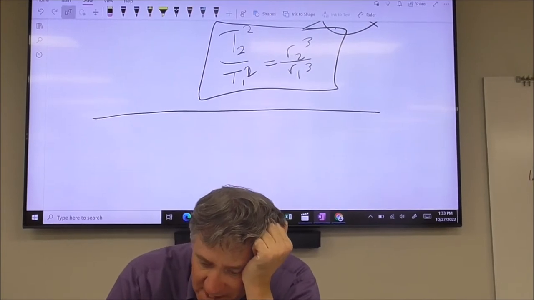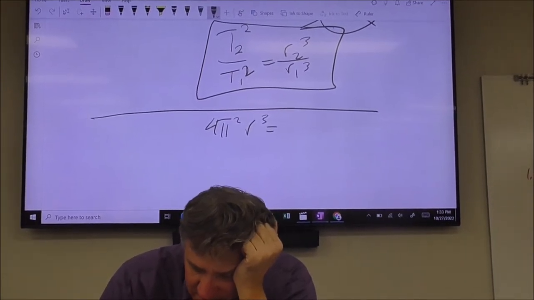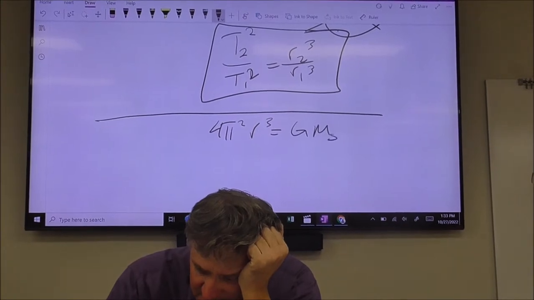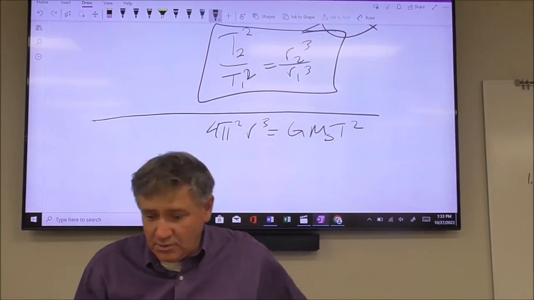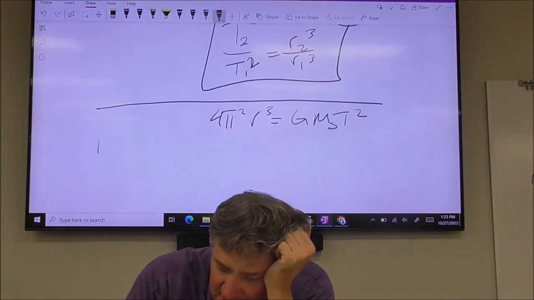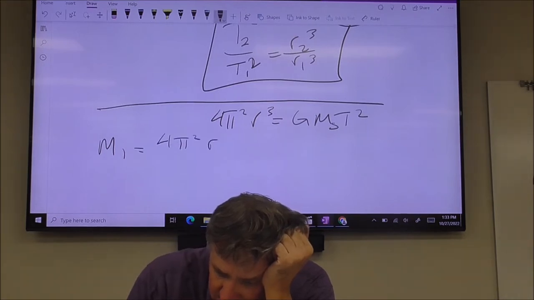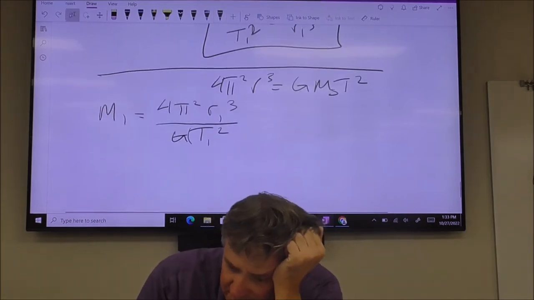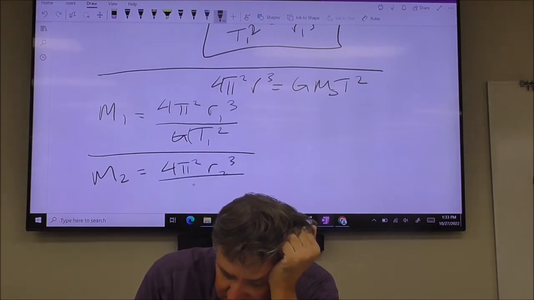So basically, you're going to go back and start with the Swiss Army knife, 4 pi squared r cubed equals G times the mass of the sun times T squared. If you solve for the mass of the sun that's in the orbit, it's the same idea. So the mass of star 1 is going to equal 4 pi squared r1 cubed divided by G times the period of 1 squared. And then we'll divide that by m2, which is 4 pi squared r2 cubed divided by big G times the period of 2 squared.